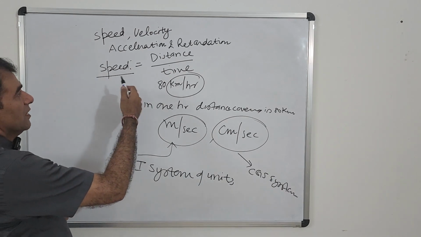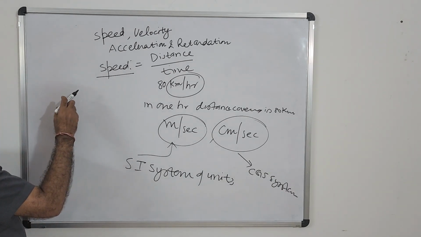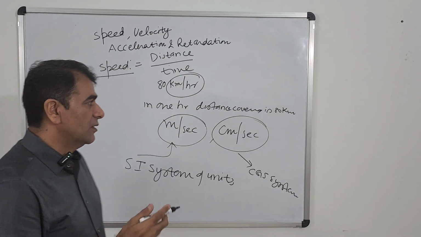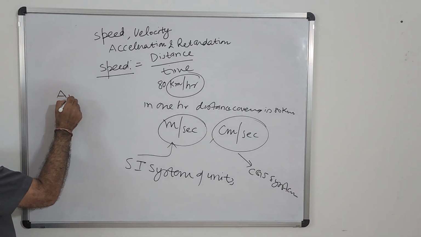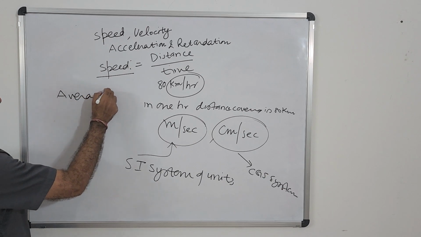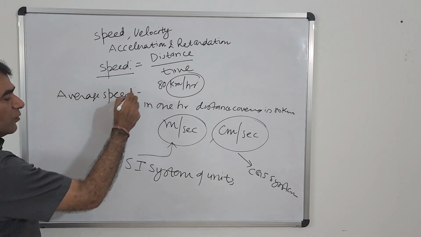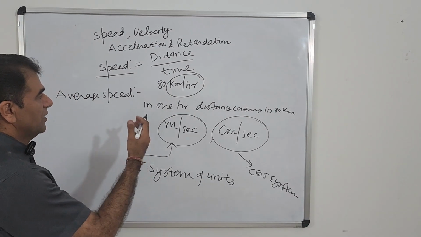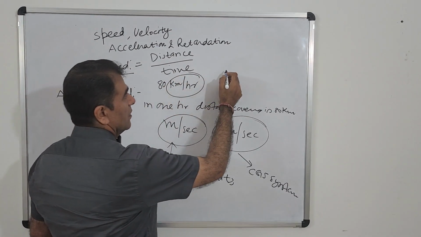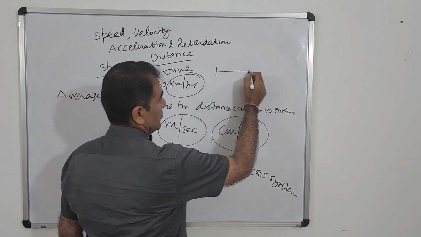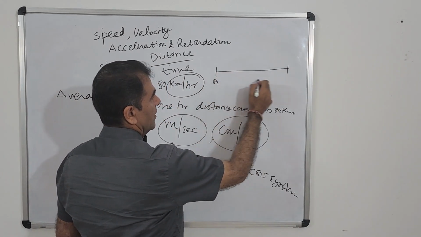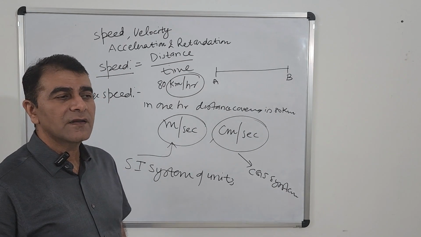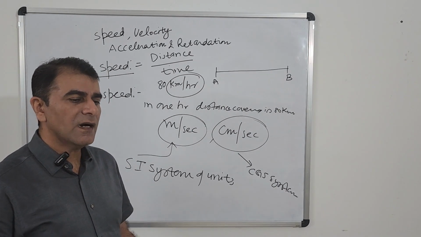So when we talk about speed, then there is another term which is known as average speed. What is average speed and why do we need this term actually? Let me tell you. Let us suppose a person starts from here, say at point A, and reaches point B, right? And he is going by car, let us say.